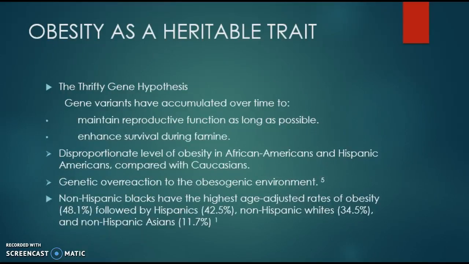Almost 50 years ago, Neel proposed the thrifty gene hypothesis to explain the prevalence of obesity and diabetes. Gene variants have accumulated over time to maintain reproductive function as long as possible and enhance survival during famine. These gene variations have resulted in a disproportionate level of obesity in African Americans and Hispanic Americans compared with Caucasians. The result is a genetic overreaction to the obesogenic environment. Non-Hispanic blacks have the highest age-adjusted rates of obesity at 48.1%, followed by Hispanics, 42.5%, then non-Hispanic whites at 34.5%, and non-Hispanic Asians at 11.7%.